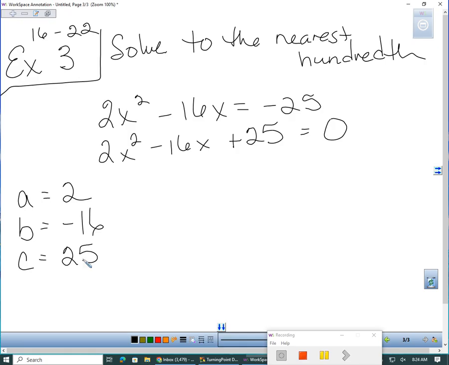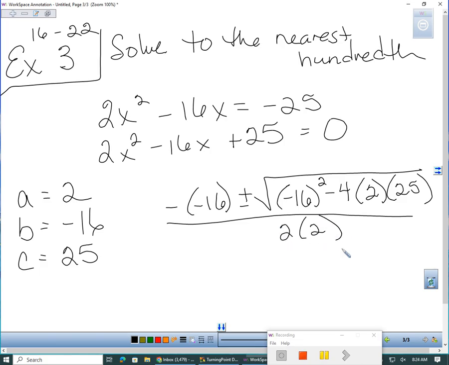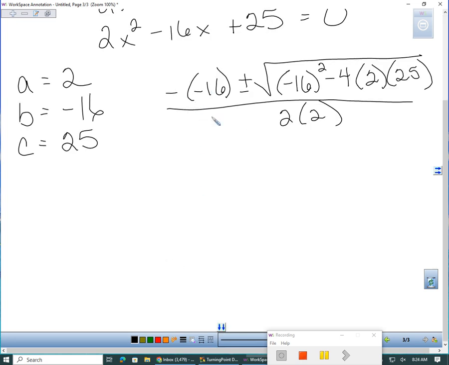Now we're going to put it into that wonderful formula again. We have negative b plus and minus the square root of b squared minus 4 times a times c all over 2a. All right, we're going to start here. Negative 16 is positive 16. Plus and minus. Go ahead and we go to our calculator. We're going to type that in again.